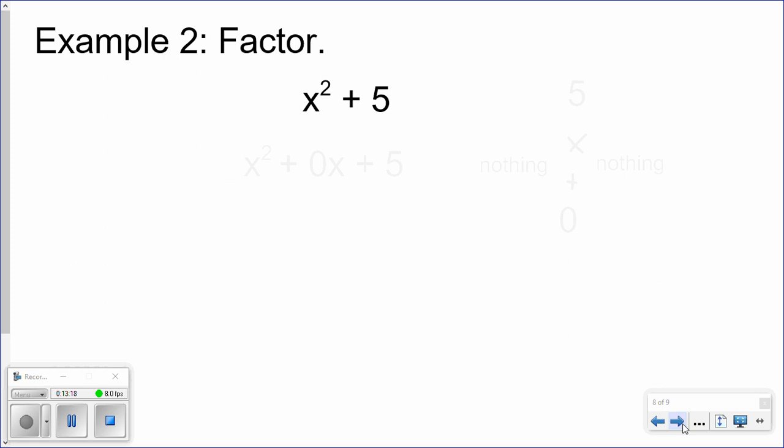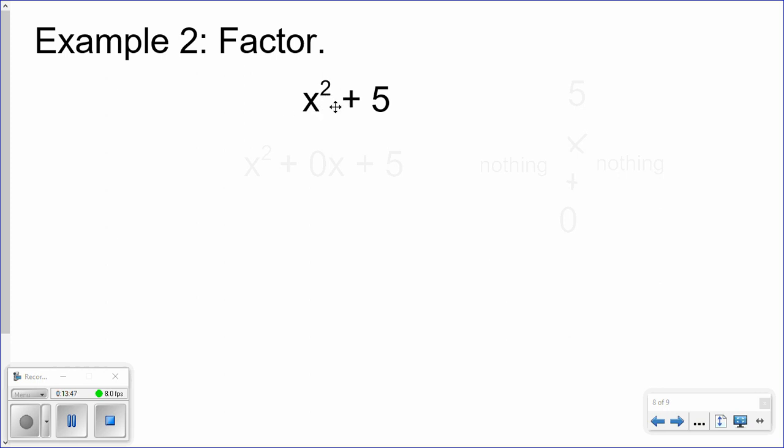Okay? Now let's talk about example 2. So here we have one that doesn't quite look like our trinomial. This is actually only a binomial, but because it's a quadratic, meaning it's got a degree of 2, we can make it into a trinomial. So anytime you have a degree of 2, or degree of whatever, you can put in those missing terms that you need. So we have to factor this. We want it to be a trinomial.